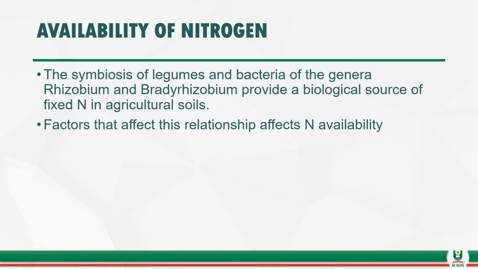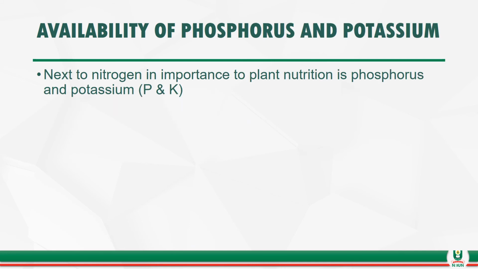Availability of nitrogen: the symbiosis of legumes and bacteria of the genera Rhizobium and Bradyrhizobium provides a biological source of nitrogen fixation in agricultural soils. Factors that affect this relationship also affect nitrogen availability. Availability of phosphorus and potassium: next to nitrogen in importance to plant nutrition are phosphorus and potassium, that is P and K.